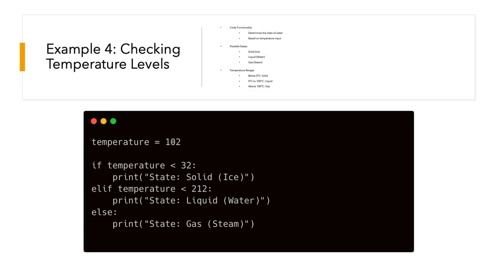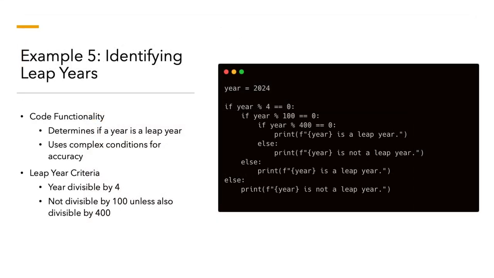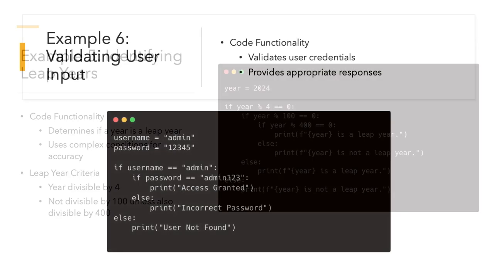In this example, the code determines the state of water based on the temperature input. It identifies if water is in a solid, liquid, or gas state by checking the temperature ranges. In our fifth example, this code checks if a year is a leap year using complex conditions. It ensures accuracy by considering division rules.